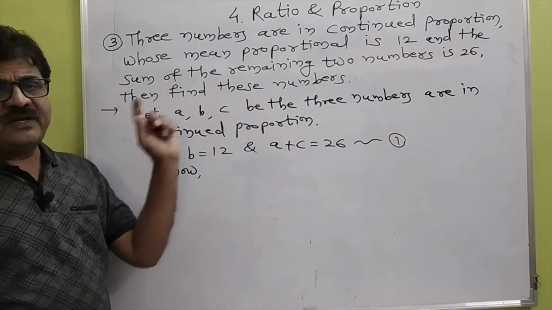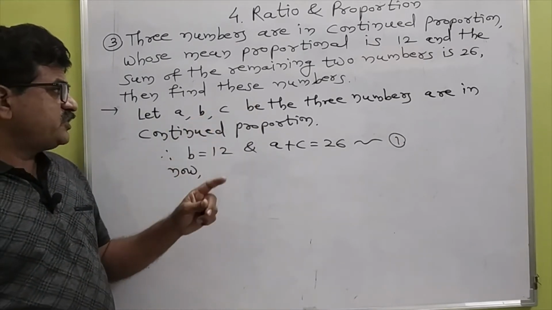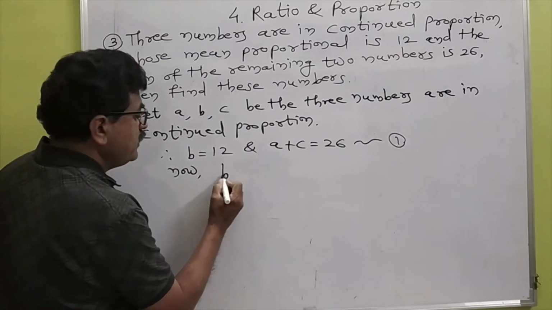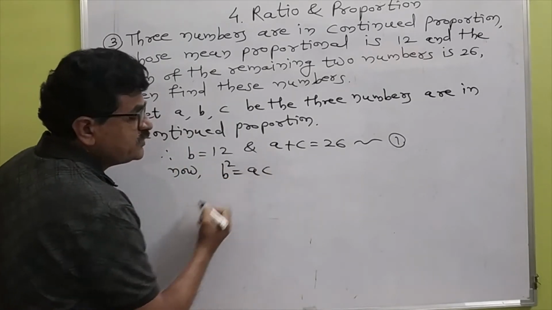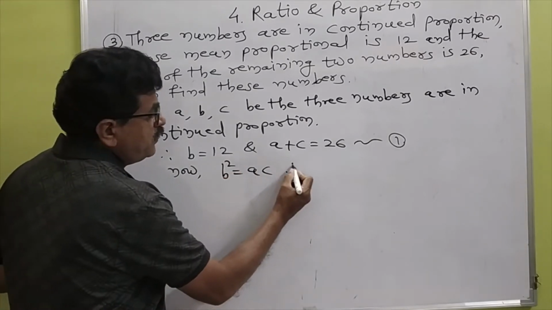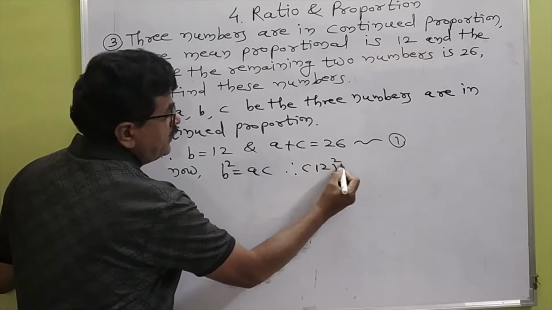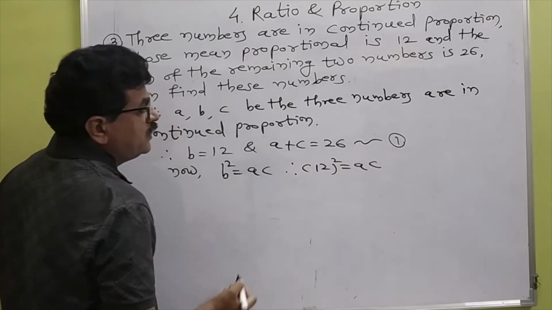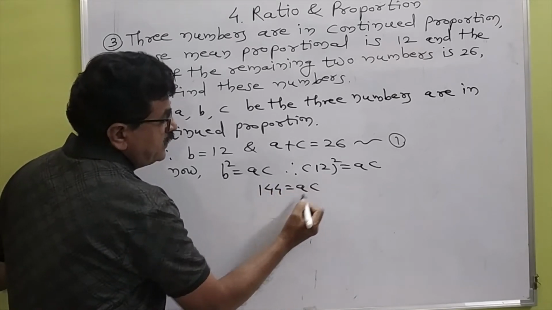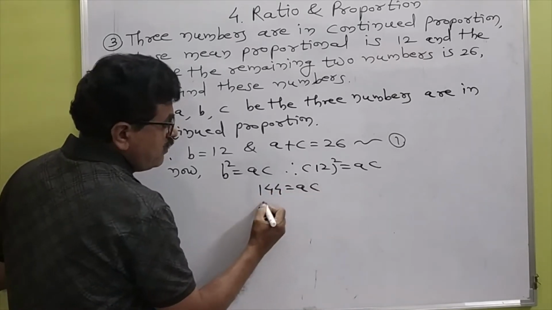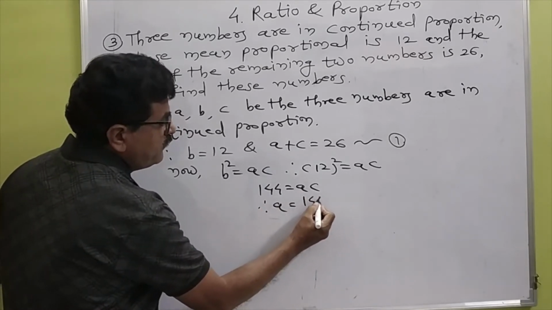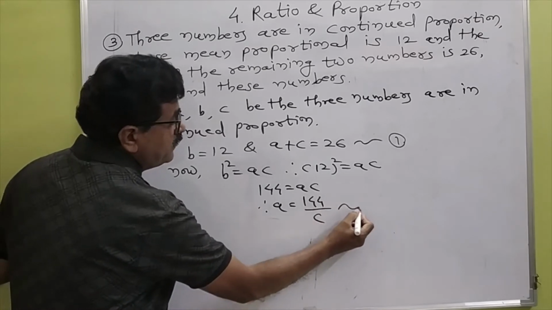If A, B, C are three numbers in continued proportion, then we can write B square is equal to AC. Now put value of B is 12, therefore 12 square is equal to AC. 12 square is 144 is equal to AC. Therefore, A is equal to 144 upon C. This is equation 2.